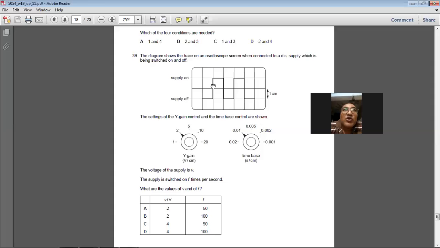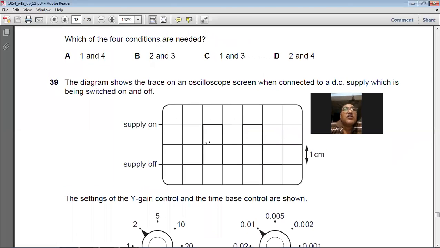So how much does it go up and then come down? You see, it goes 2 squares up. So 1 square vertically represents 2 volts. So it goes 2 squares up. So 2 multiplied by 2, the voltage is 4 volt. The voltage is definitely 4 volt. Now, this is the wave. This is the shape of the wave. Let me show you.